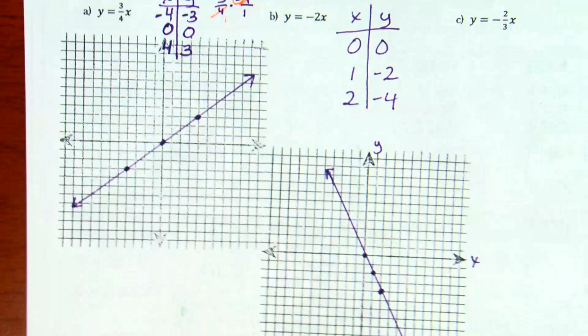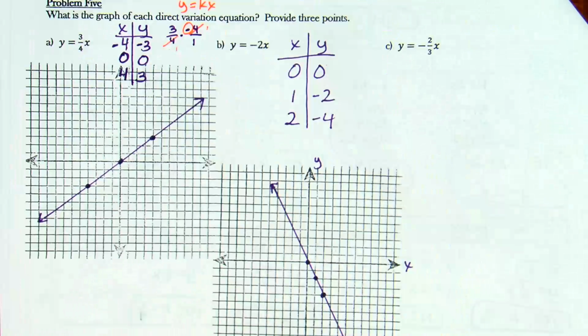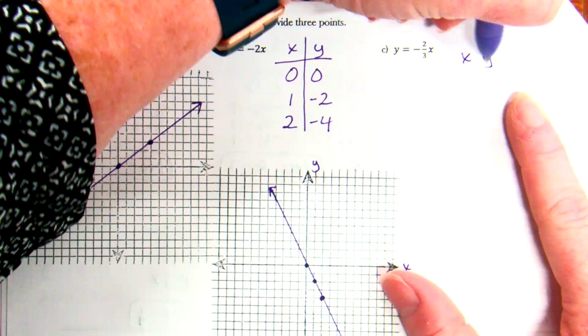I need some X values. 0. I love 0. Why 3? Because it's the denominator. Negative 3. Or another good one would be negative or positive 6. So I use negative 3, 0, and 3.